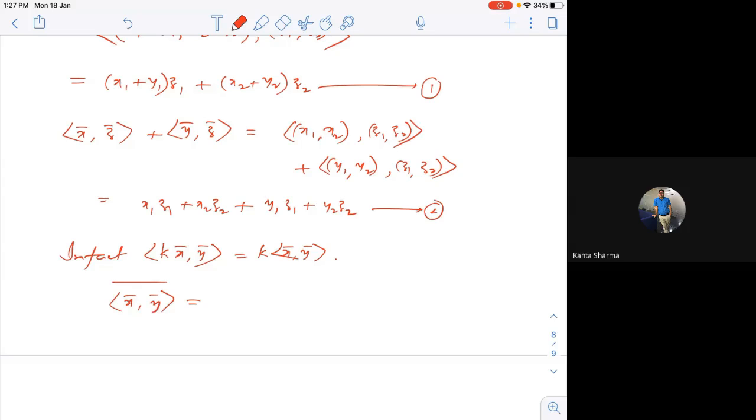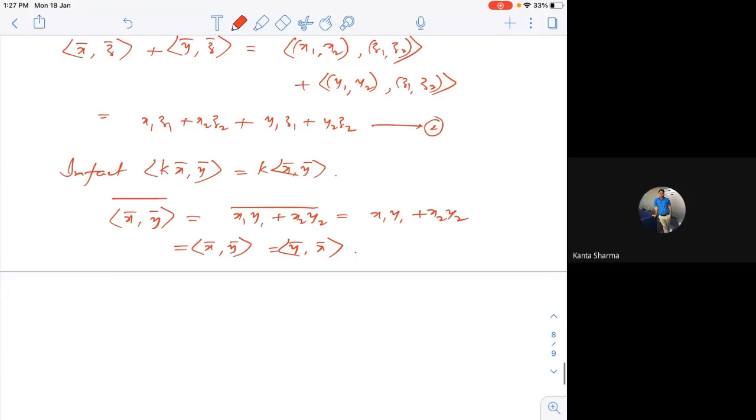What is the conjugate of this? It's nothing but x1 y1 plus x2 y2's conjugate. Because we are dealing with real numbers here, it is the same as x1 y1 plus x2 y2. This is the same as x bar y bar, or in fact it is the same as y bar x bar. You can check that.